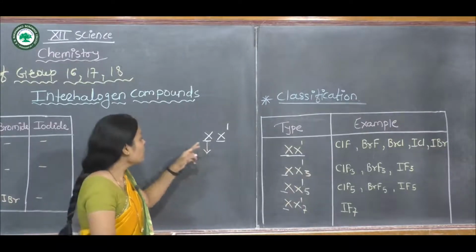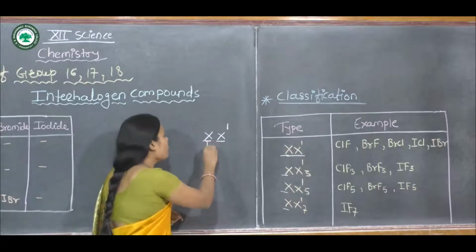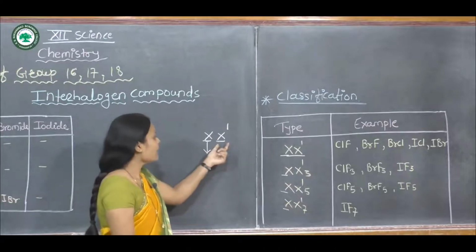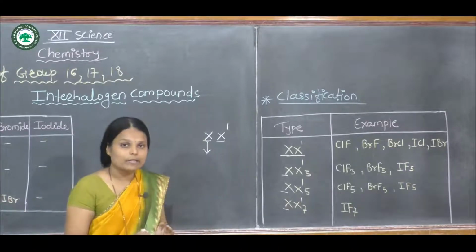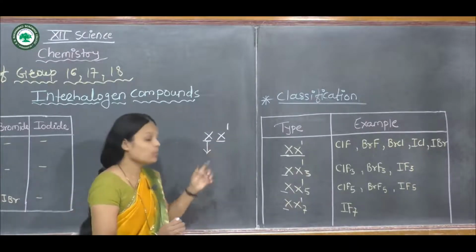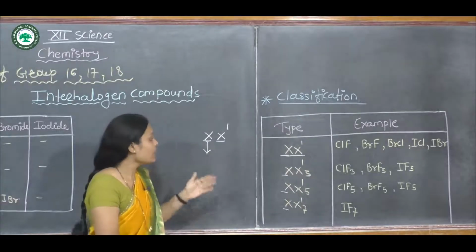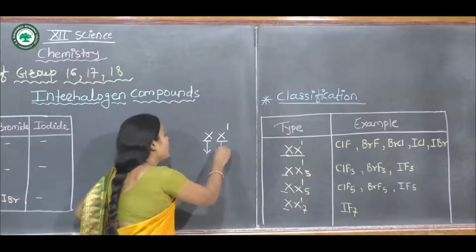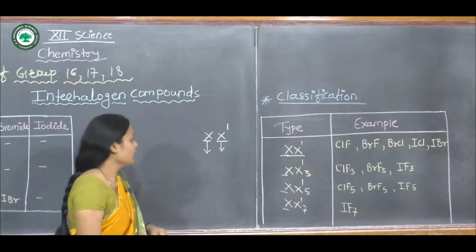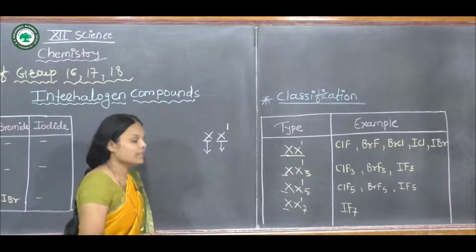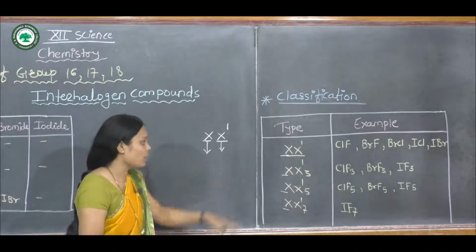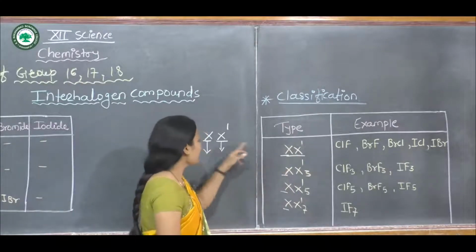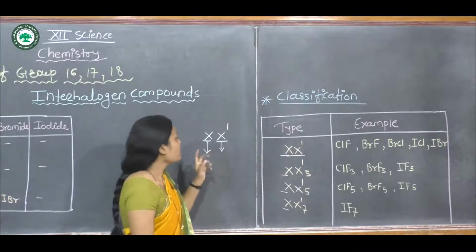This first X is the most electropositive atom, larger in size, and second, X dash is smaller in size and X dash is a more electronegative atom. The electronegativity is more for the X dash element. These combine with each other and then form the new compound. We can discuss X and X dash one by one.